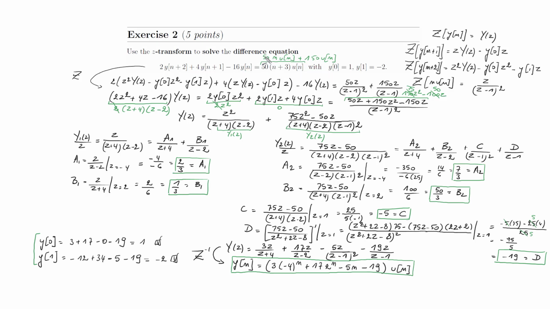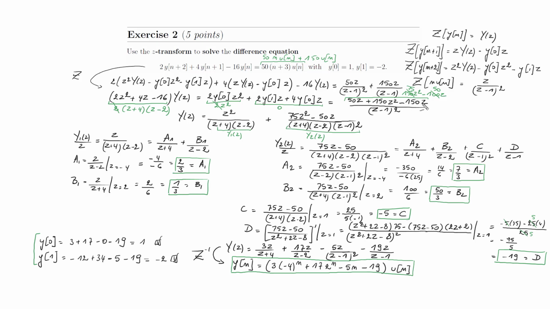Okay, so we take the Z transform of this signal over here using what we have over here, and this is what you obtain. Then of course you have to reorganize things. On the left we keep everything that has to do with Y of z, so we have 2z squared over here, we have 4z over here, and we have minus 16 over here. We put the initial condition terms on the other side. This explains the change in sign.